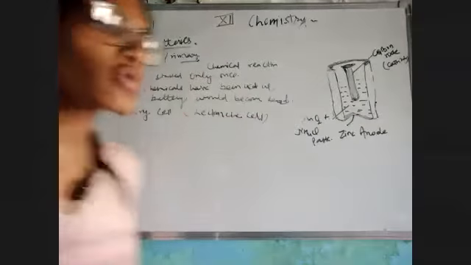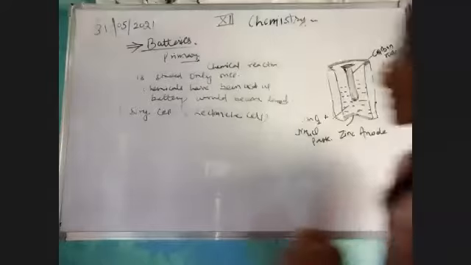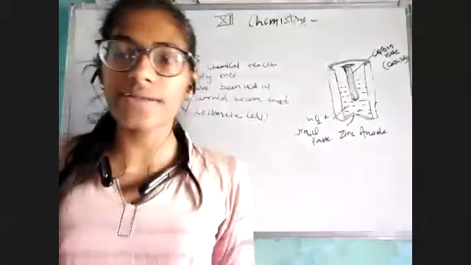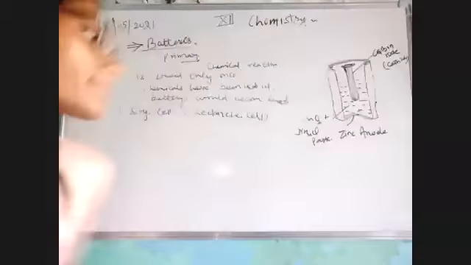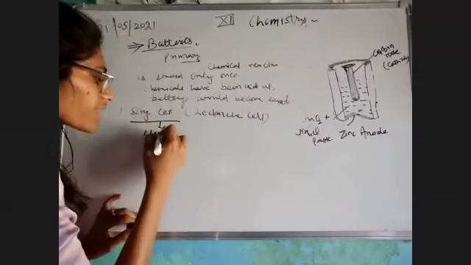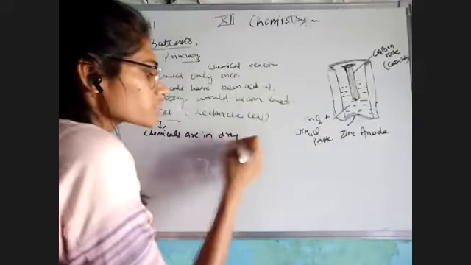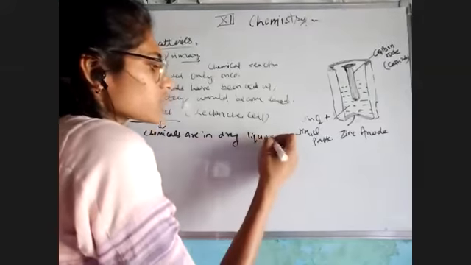Leclanché was the scientist who discovered this particular cell, so it is also known as the Leclanché cell. Now, why do we call it the dry cell? The first point is that the chemicals are in the dry form. That means not so much liquid has been used.